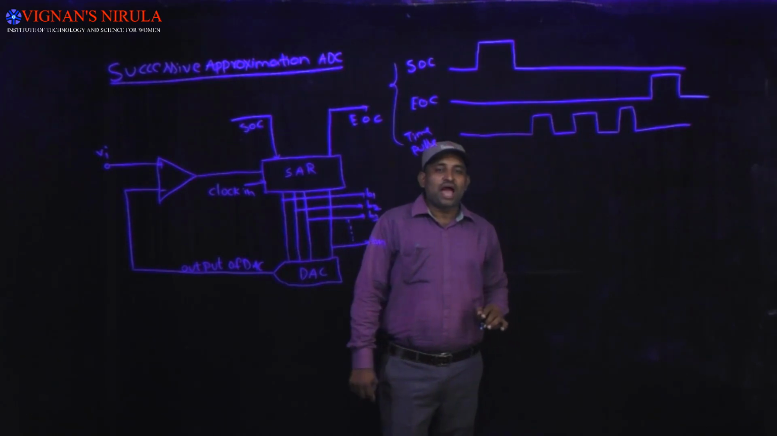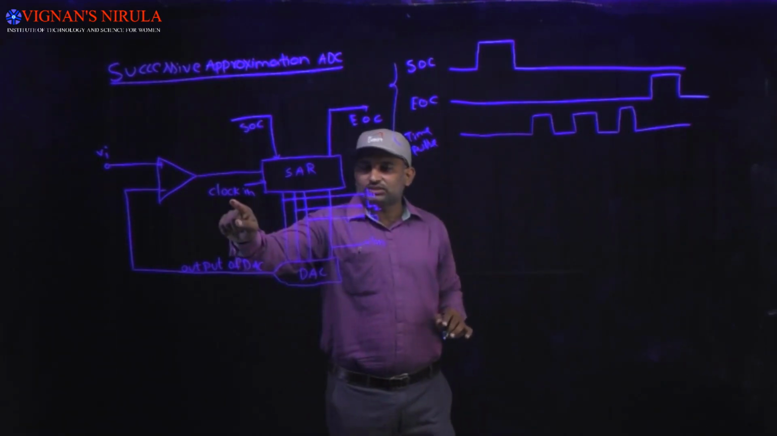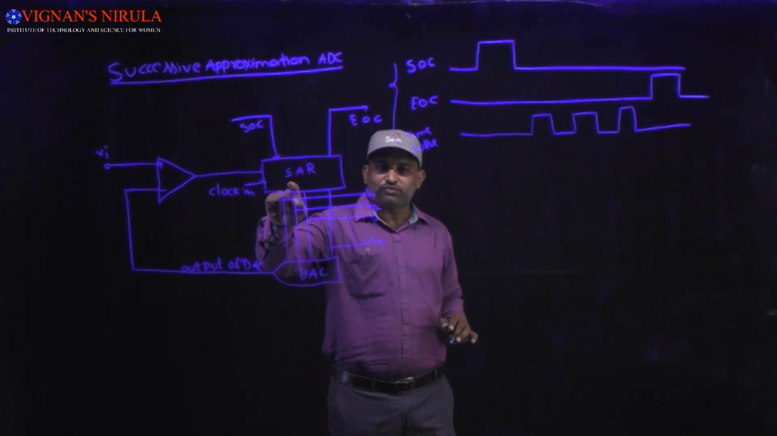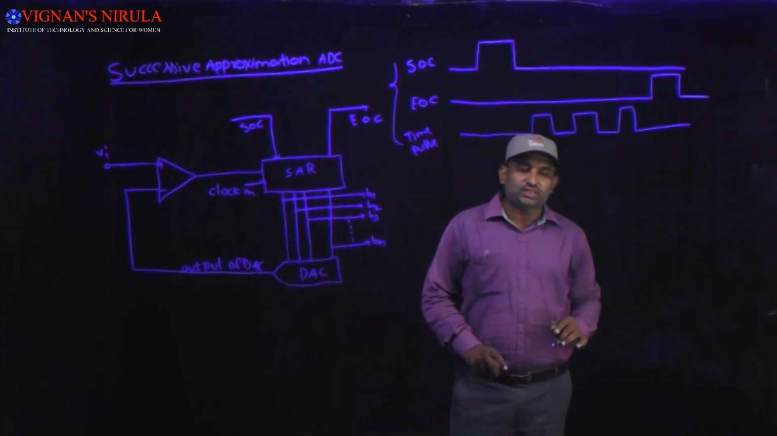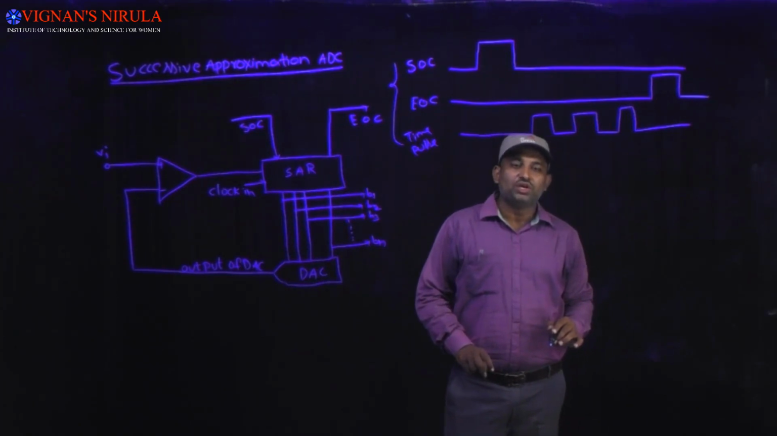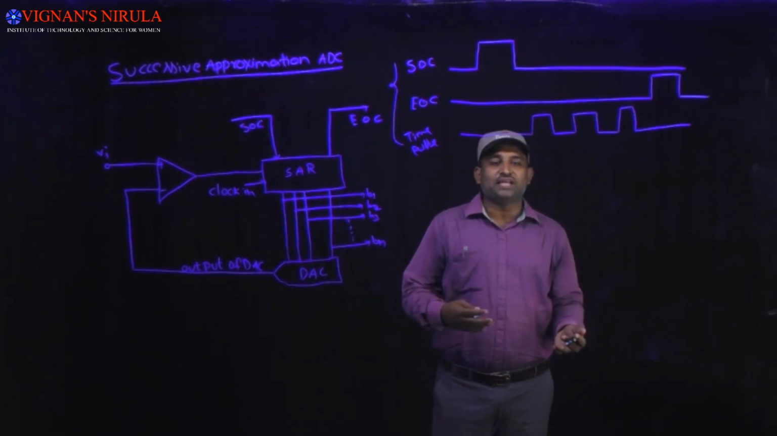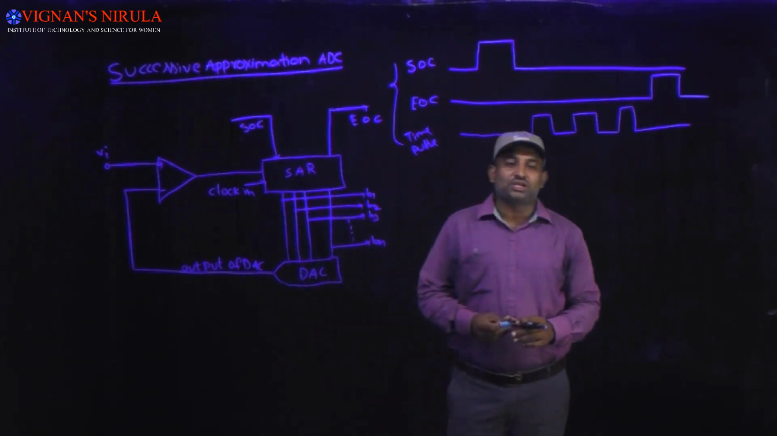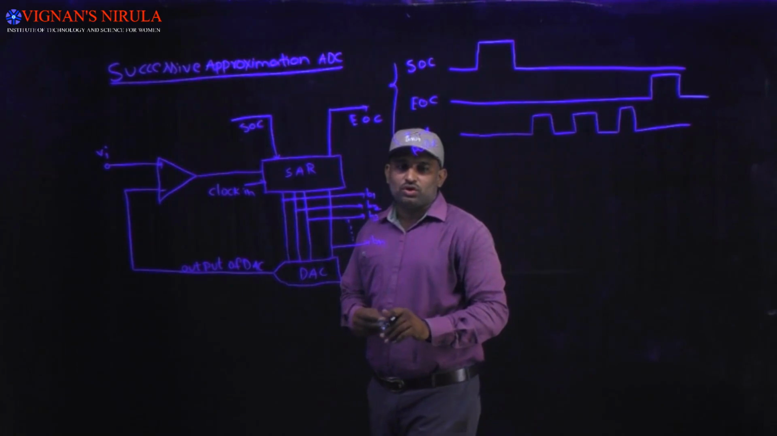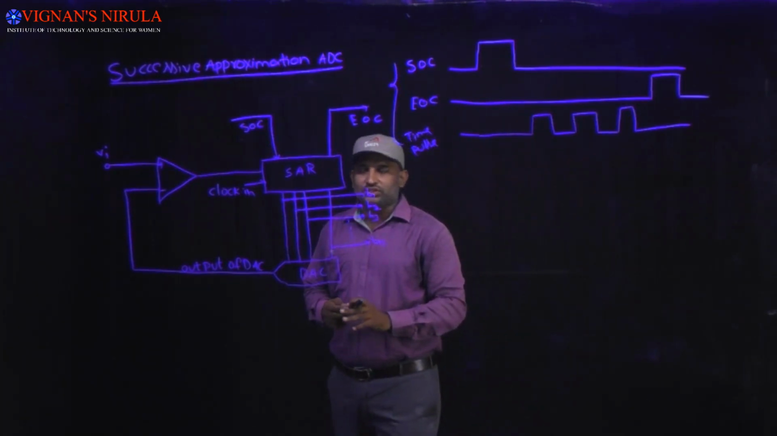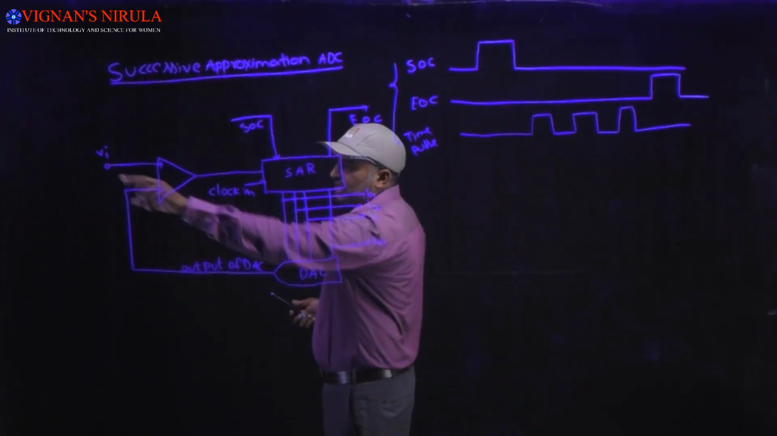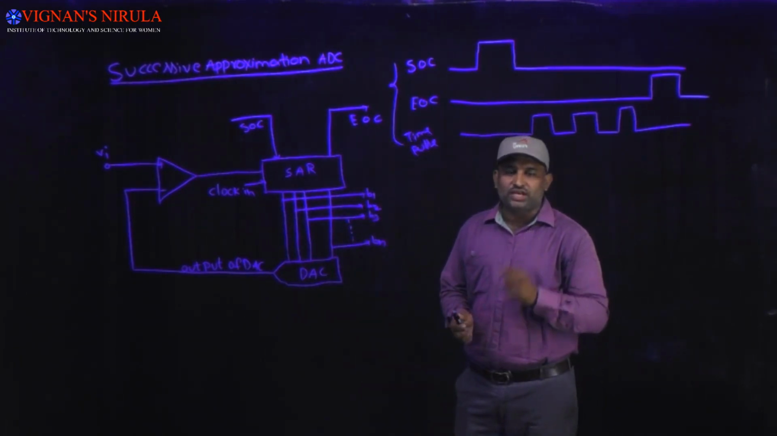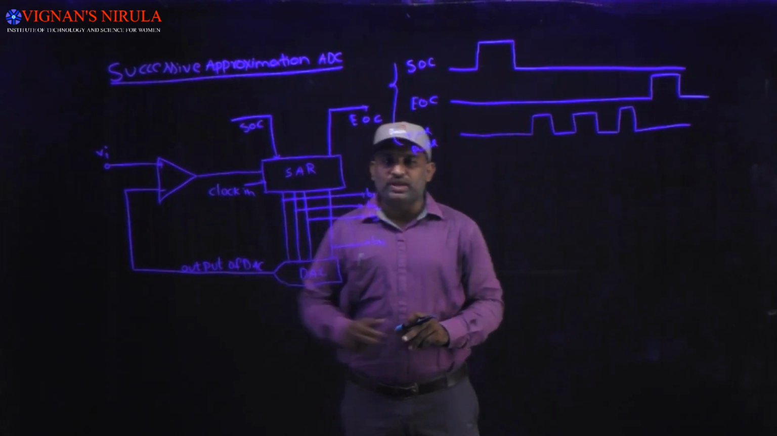Now I am going to consider the external clock input to set the internal timing parameters of the SAR, the successive approximation register. To set the internal timing parameters of the SAR, we use the external clock signal. First, I apply an input voltage, which is the analog input voltage, at one input of the comparator.